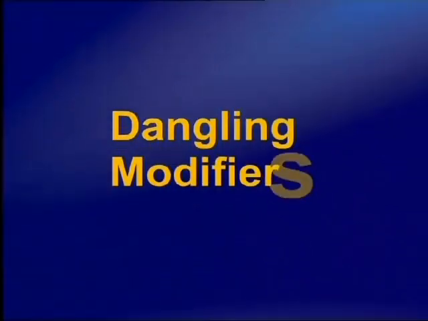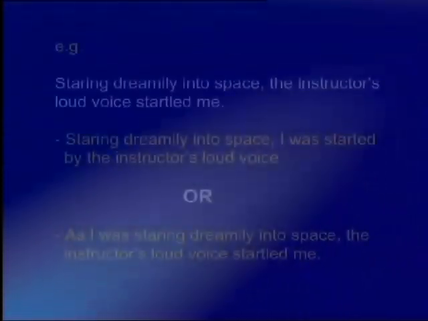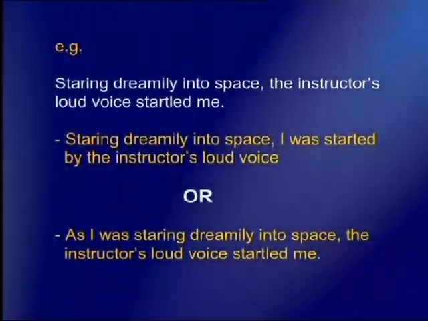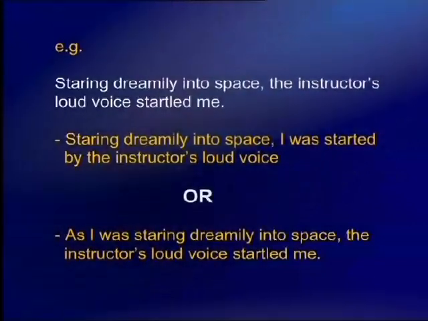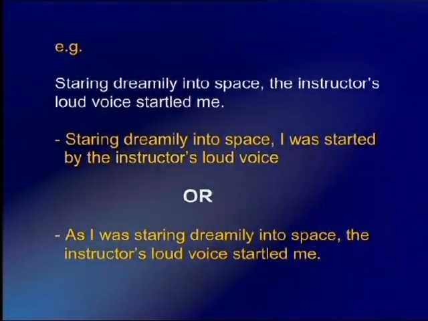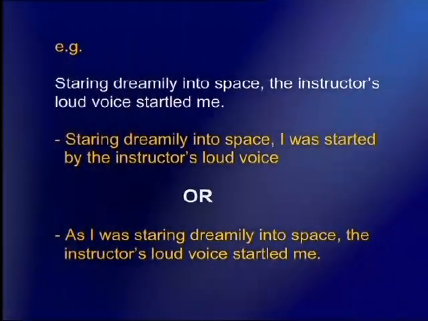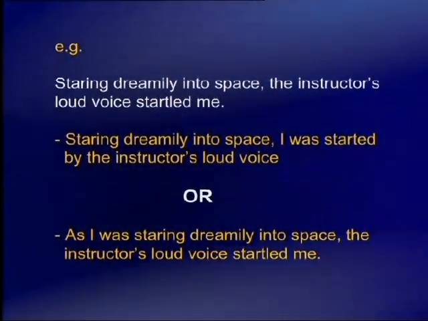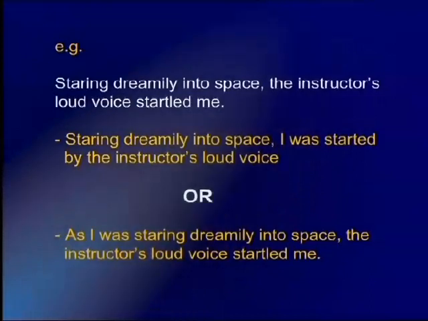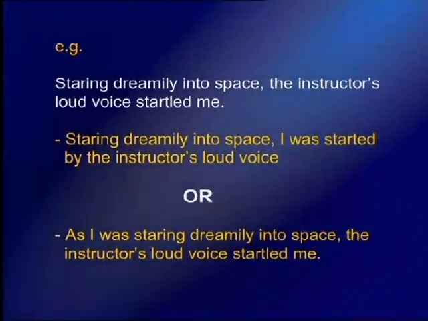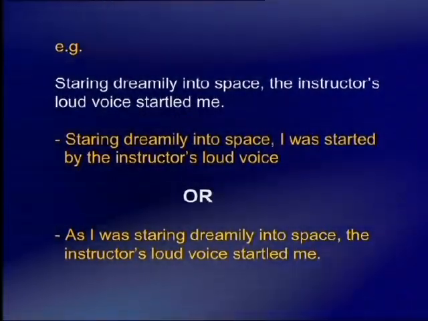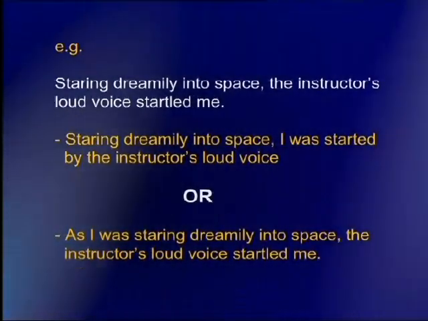You looked at misplaced modifiers. Now we are going to look at dangling modifiers. Look at this example. Staring dreamily into space, the instructor's loud voice startled me. Now the modifier over here, staring dreamily into space, is followed by the instructor's loud voice, which gives the impression that the instructor's voice was staring into space. So here the modifier is dangling.